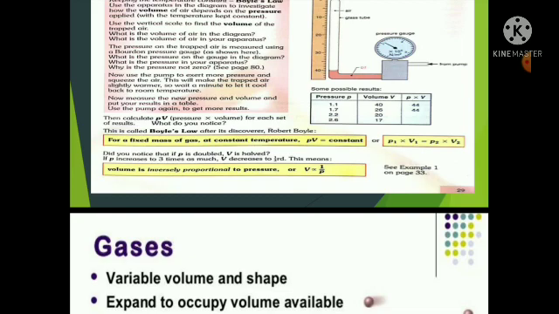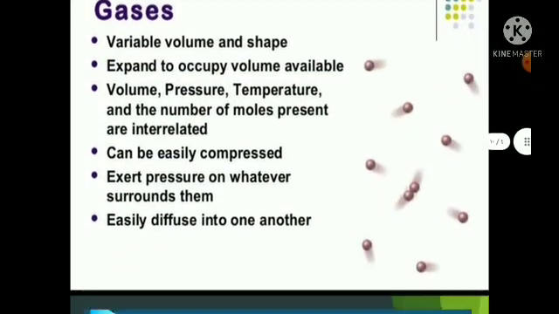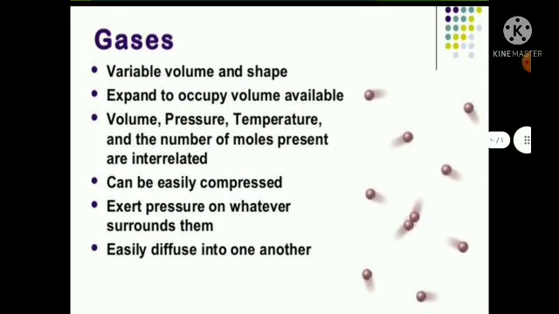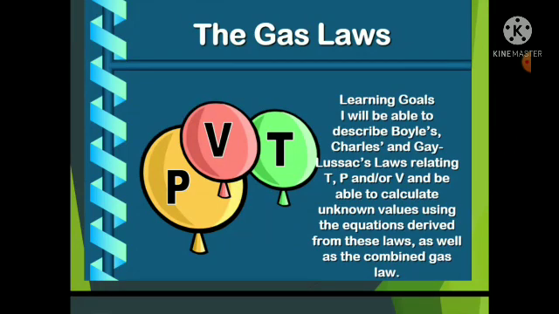Let us go to another page. Here we have gases. 1. Gases have variable volume and shape. 2. They expand to occupy the volume available. 3. Volume, pressure, temperature, and the number of moles present are interrelated. 4. They can be easily compressed. 5. They exert pressure on whatever surrounds them. 6. They easily diffuse into one another. This is gases.